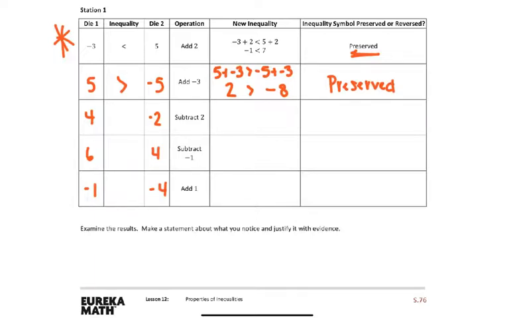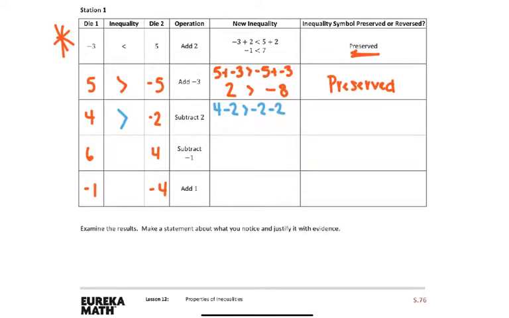So now we're looking at 4 and -2. 4 is greater than -2, so I'm going to put that greater than symbol into my inequality column. And then it asks me, my operation is to subtract 2 from both sides. So I'm going to write out my new inequality, which says 4 minus 2 is greater than -2 minus 2.